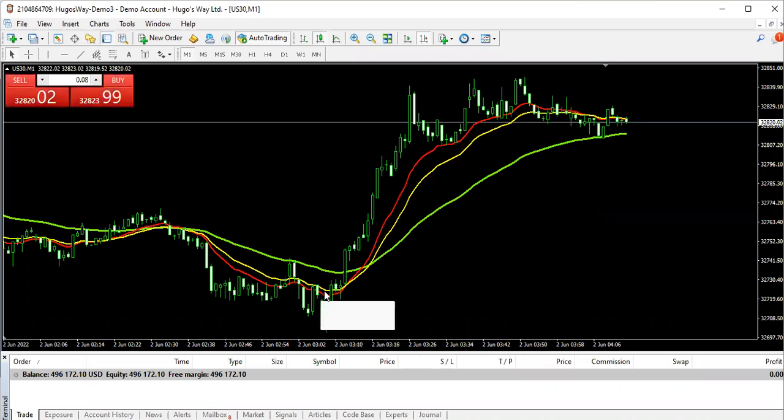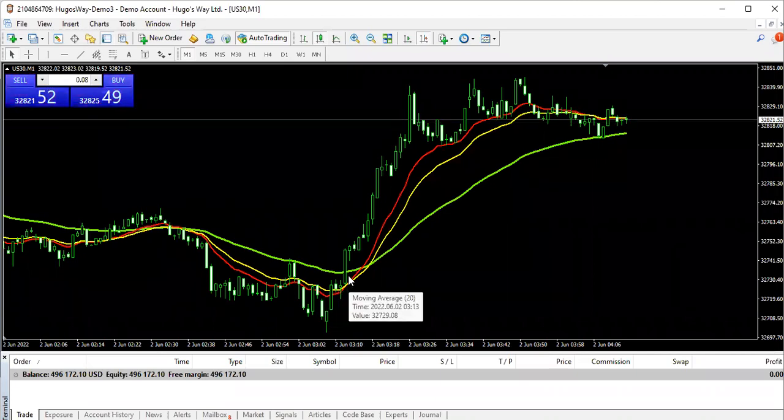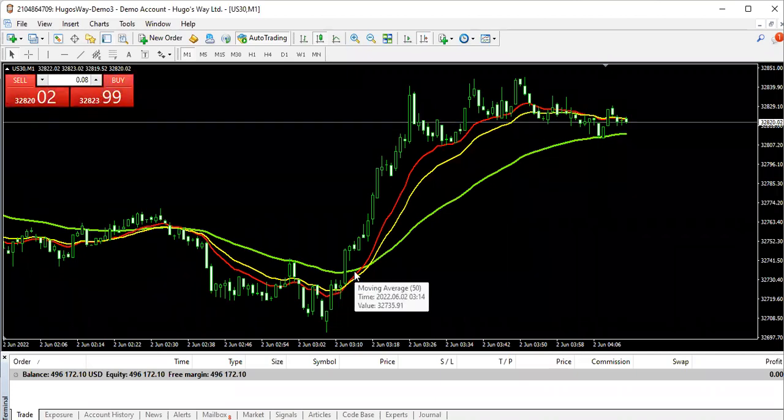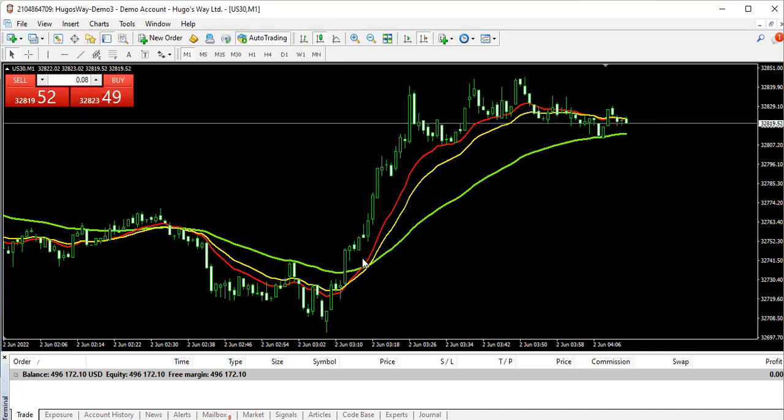And then do you see how it crosses? Now your red crosses on top of your yellow. Your red is on top. So what are you looking for? You're looking for buys. And then it crosses this 50. Boom. You've got an entry. Okay. That's what these are for.